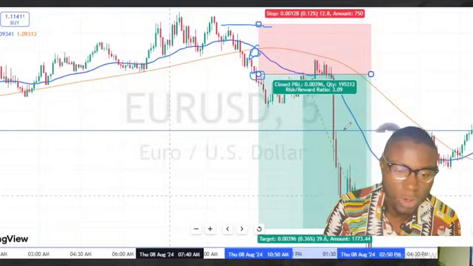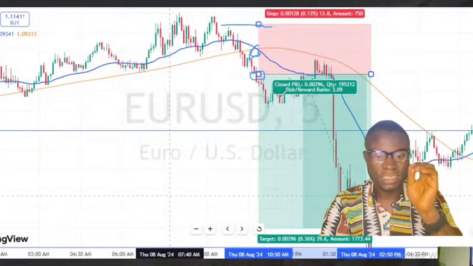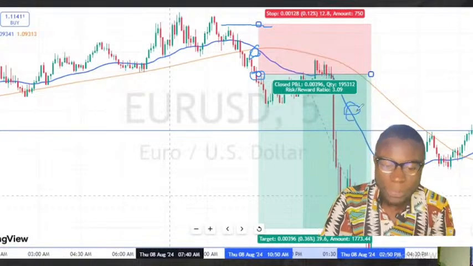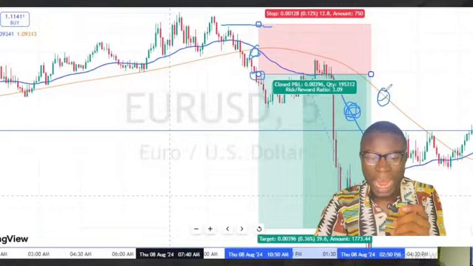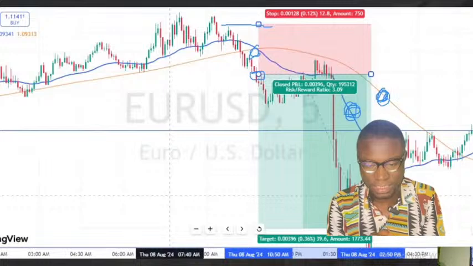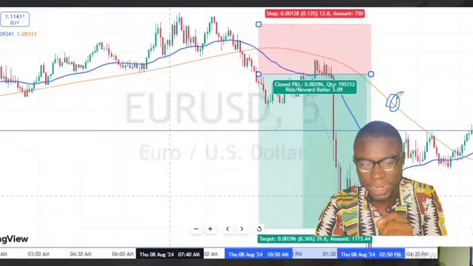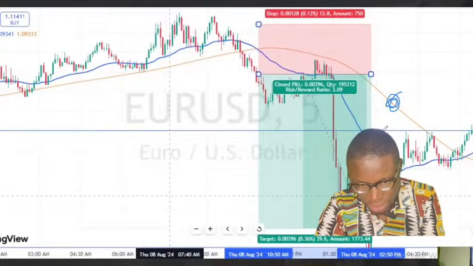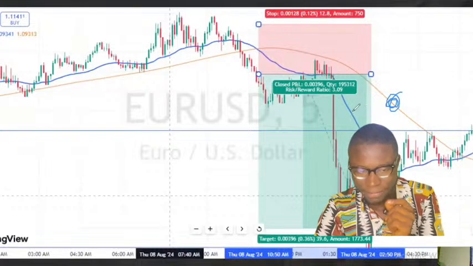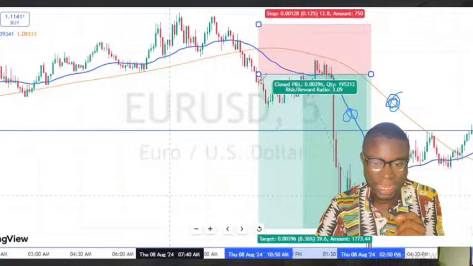Now there are two ways to do this. If price starts moving in my favor and has moved in my favor, I will start using the moving average, this orange colored moving average, because most of the time it acts as a trend line. So I will use it to trail. That's my trailing stop.